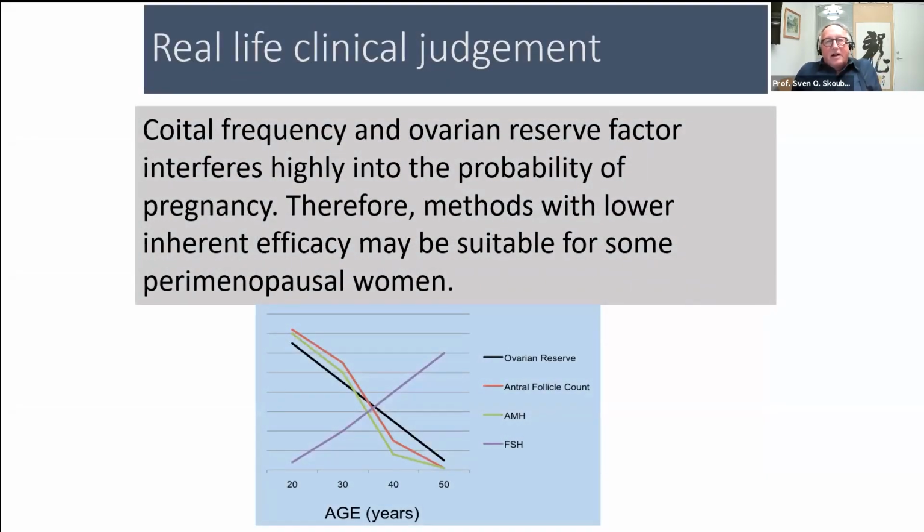In real life we also have to appreciate that there is a change in sex life habits, so coital frequency and ovarian reserve interfere highly with the probability of pregnancy. Therefore, methods with lower inherent efficacy may be suitable for some perimenopausal women, again due to the facts shown at the lower part of the slide: a decrease in the ovarian reserve and a change in the hormonal situation among sex steroids and pituitary hormones.